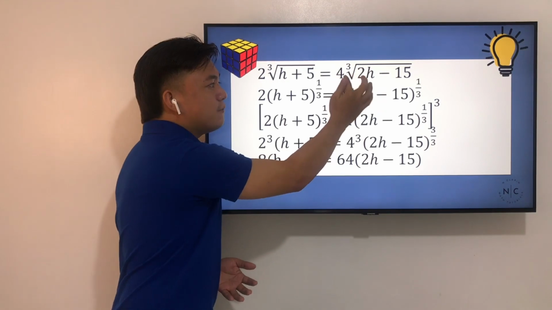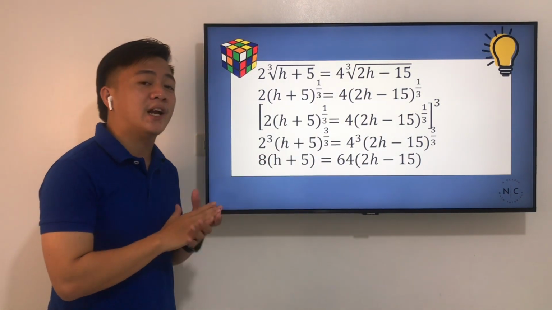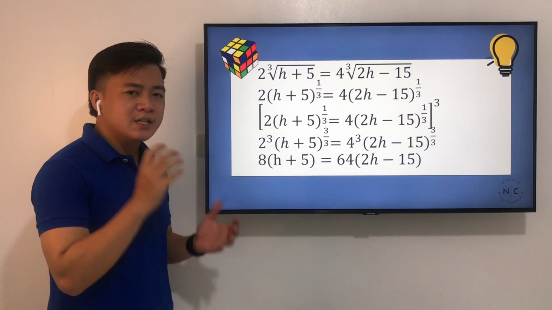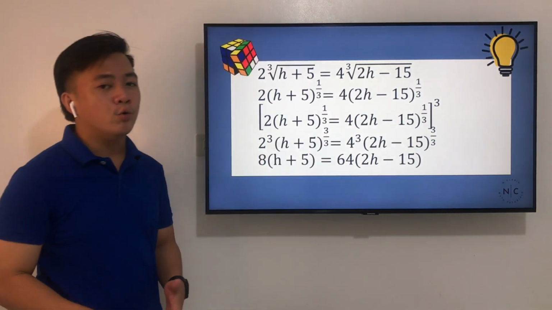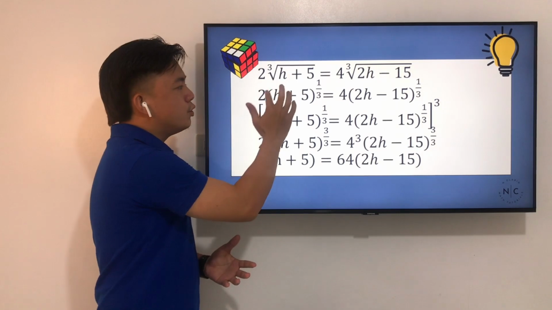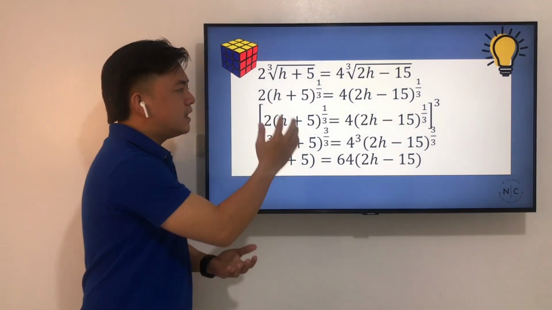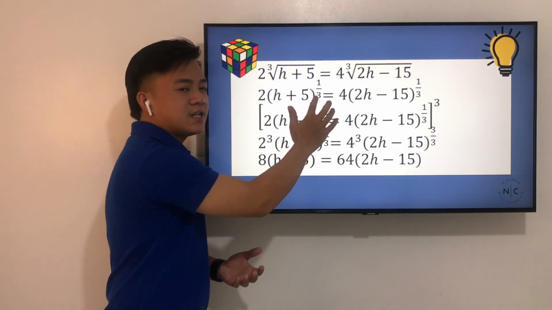Dito sa kabila is yung 4. Pareho lang, parang numerical coefficient. So, okay din yung radical natin dito. Next is, transform natin yung ating mga radical into fractional form. So, yung 2 is hindi siya kasama sa radical. So, nasa labas siya. The quantity of h plus 5 is raised to 1/3.